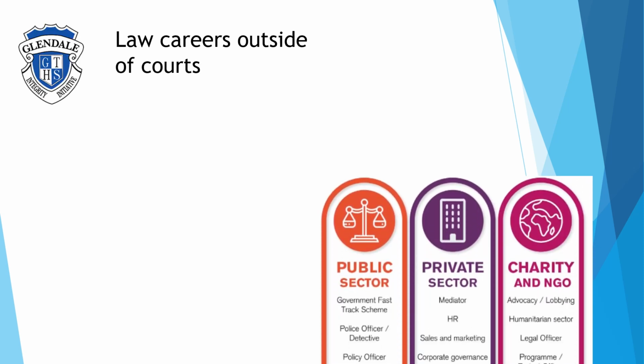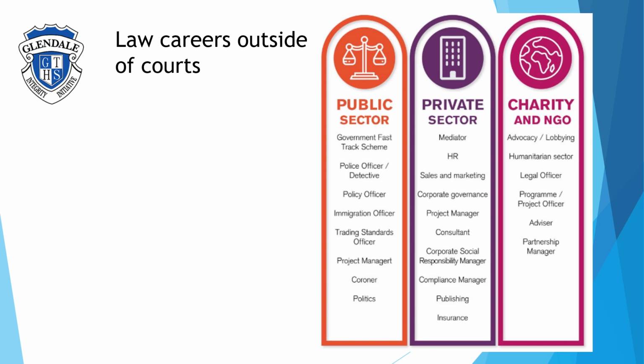Careers outside of courts could fall into 3 category areas: the public sector, the private sector, charity and non-government organisations. Examples of the public sector include police officers, policy officer, immigration officer. Examples of the private sector include a mediator, human resource person, sales and marketing. Examples of charity and non-government organisations include humanitarian sector and the advocacy lobby group sector.